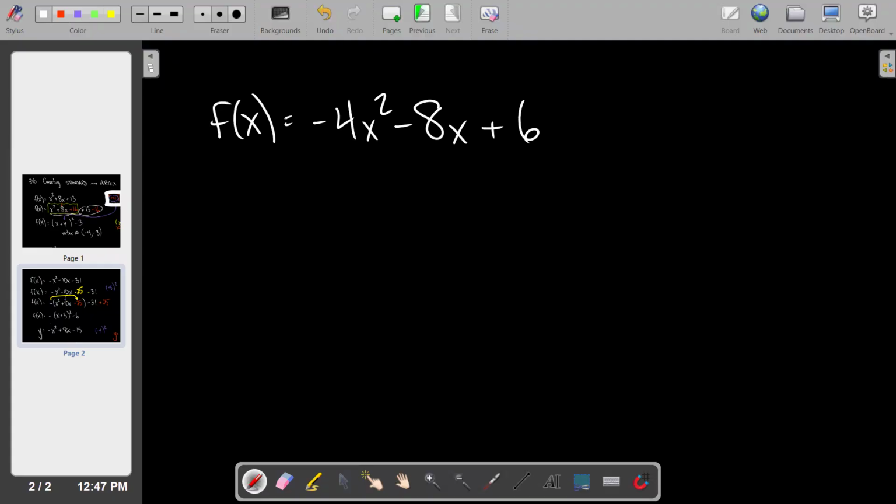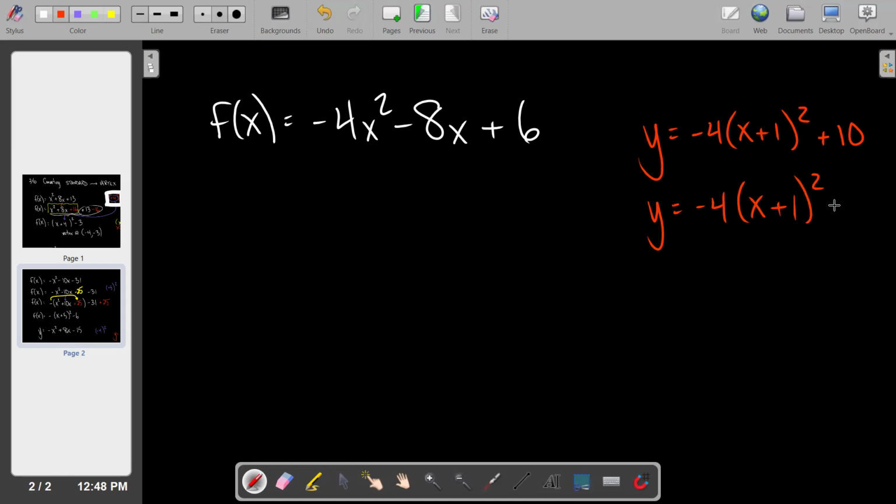Parentheses x plus 1 squared plus 10. -4 quantity x plus 1 squared plus 10, did you say? Yeah. Okay, thanks. Others? Plus 10 or plus 7. Okay, so you got -4 x plus 1 squared plus 7. Others? I got the same starting but plus 5. Okay.